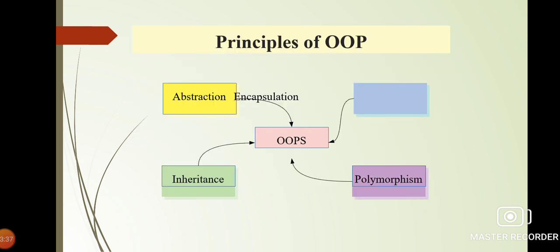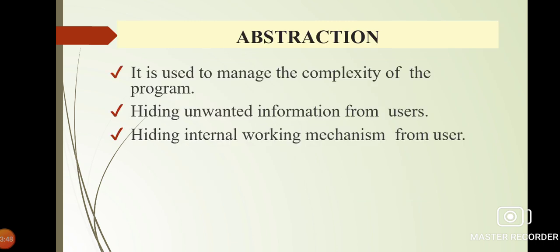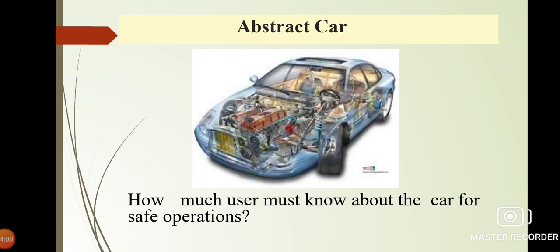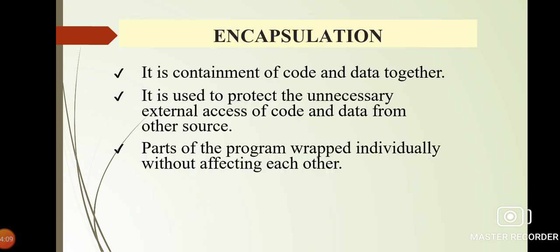Principles of object oriented programming: encapsulation, inheritance, polymorphism, abstraction. These are the four principles of object oriented programming. Abstraction is used to manage the complexity of the program. It hides unwanted information from the users. Also it hides the internal working mechanism from the user. Abstract car: this is a car, and we can know how much the user must know about the car for safe operation.